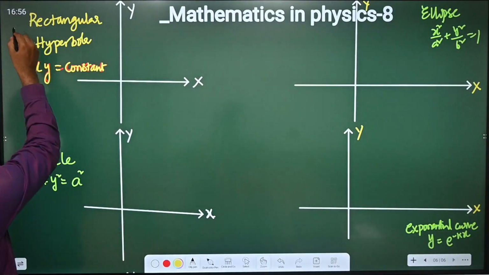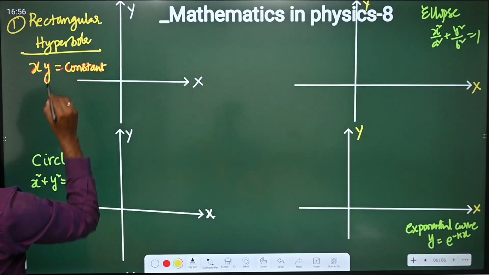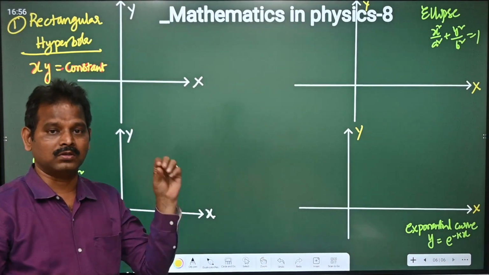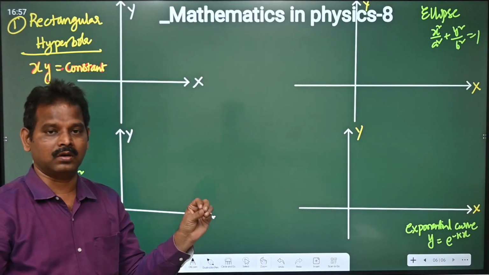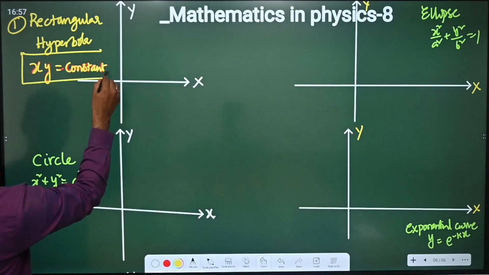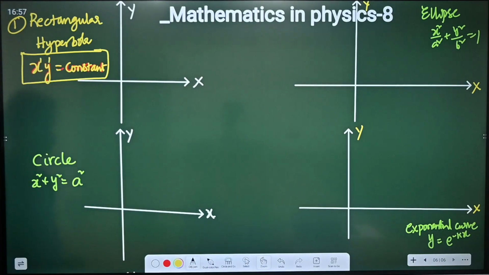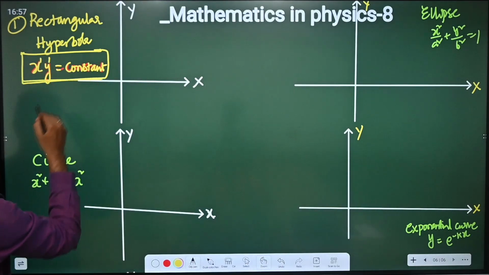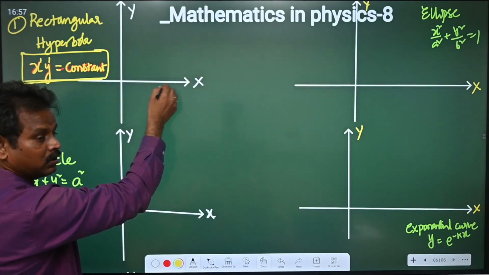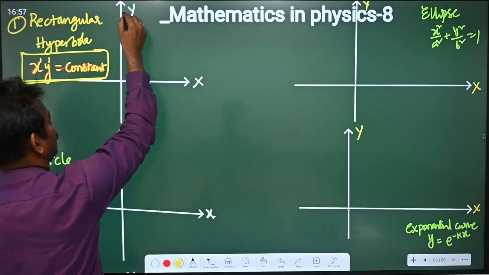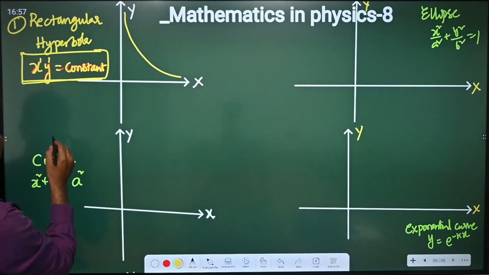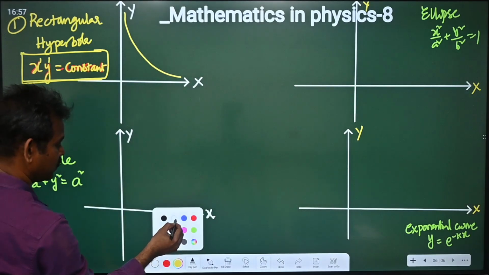The first one, rectangular hyperbola graph. Students, whenever the product of two physical quantities is always constant, then the corresponding graph is always a rectangular hyperbola. So two physical quantities, let us say x and y. The xy product is constant. Now, I am taking x coordinates along the x-axis, y coordinates along the y-axis. The corresponding graph will be like this. This is a rectangular hyperbola. And we have some examples for this one, students.